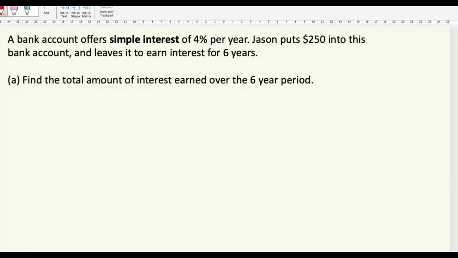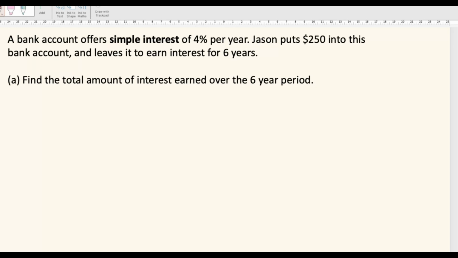A bank account offers a simple interest of 4% per year. Jason puts $250 into this bank account and leaves it to earn interest for 6 years. Find the total amount of interest earned over the 6-year period. So as I've told you, they will give you the time period and they also give you the initial amount and they also give you the percentage.